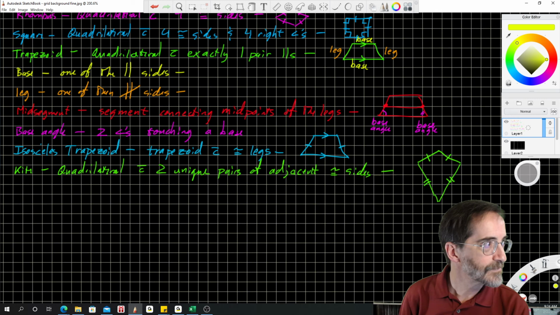Coordinate proof. Okay, so coordinate proof. Using coordinates and formulas to prove things.